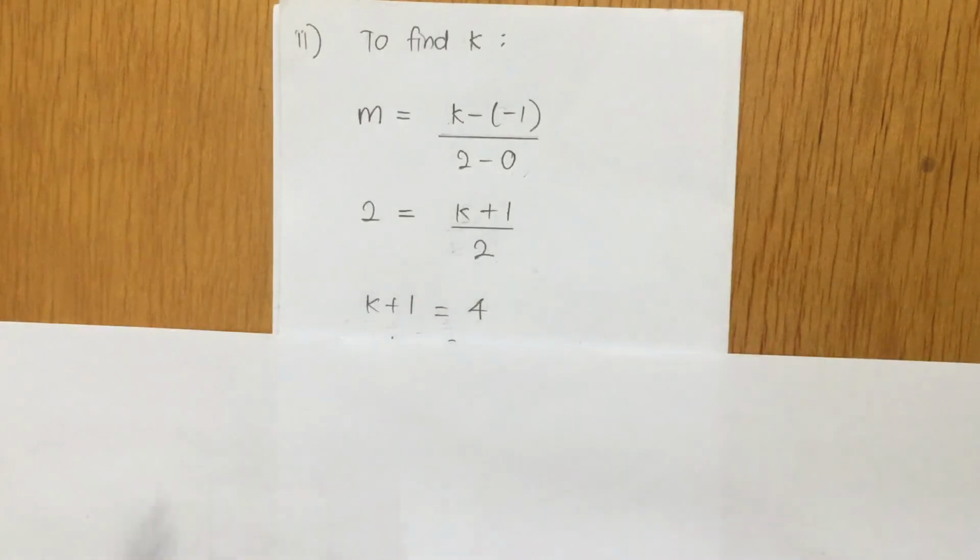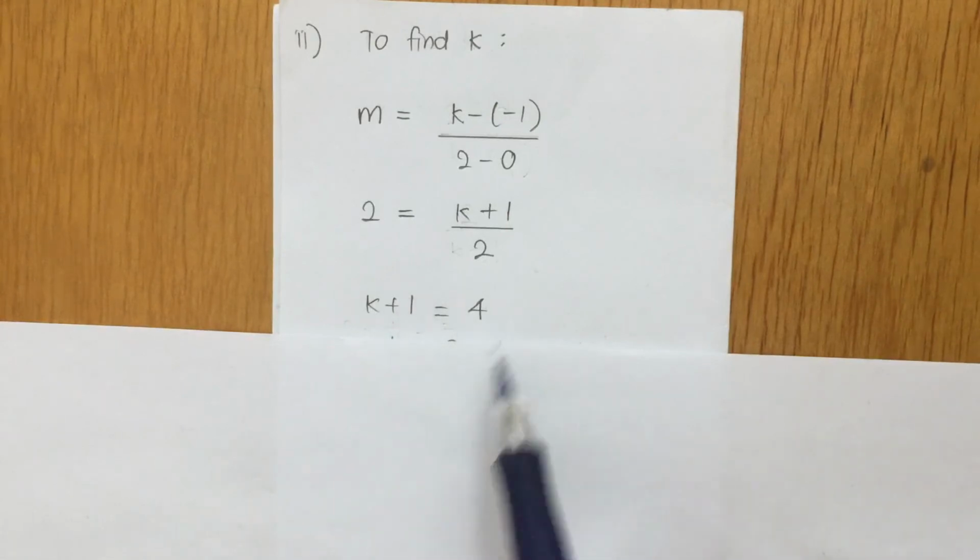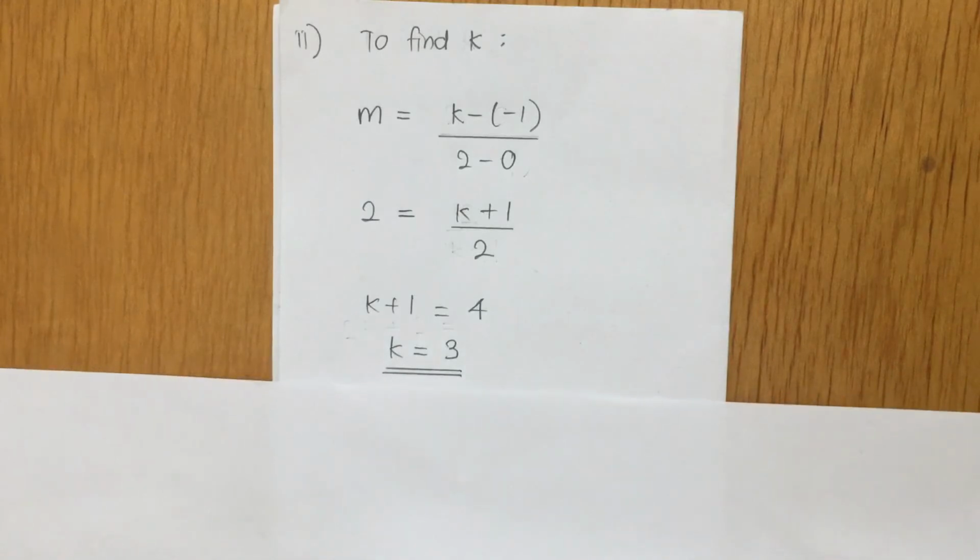So I rearrange the equation: k plus 1 is equal to 4. To find k, you move the 1 over to the right hand side. So from here you should get k is equal to 3. So this is your final answer.